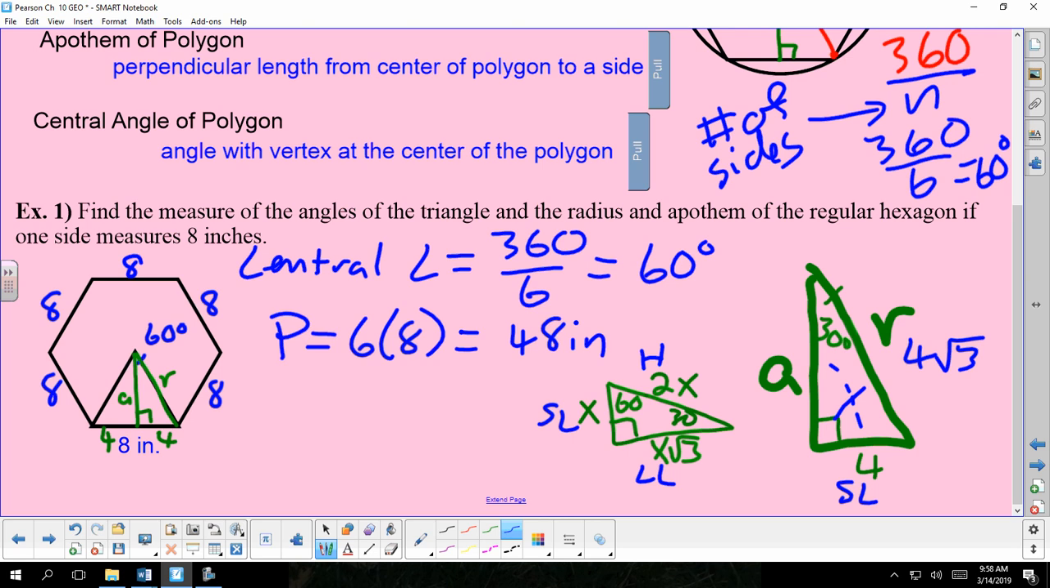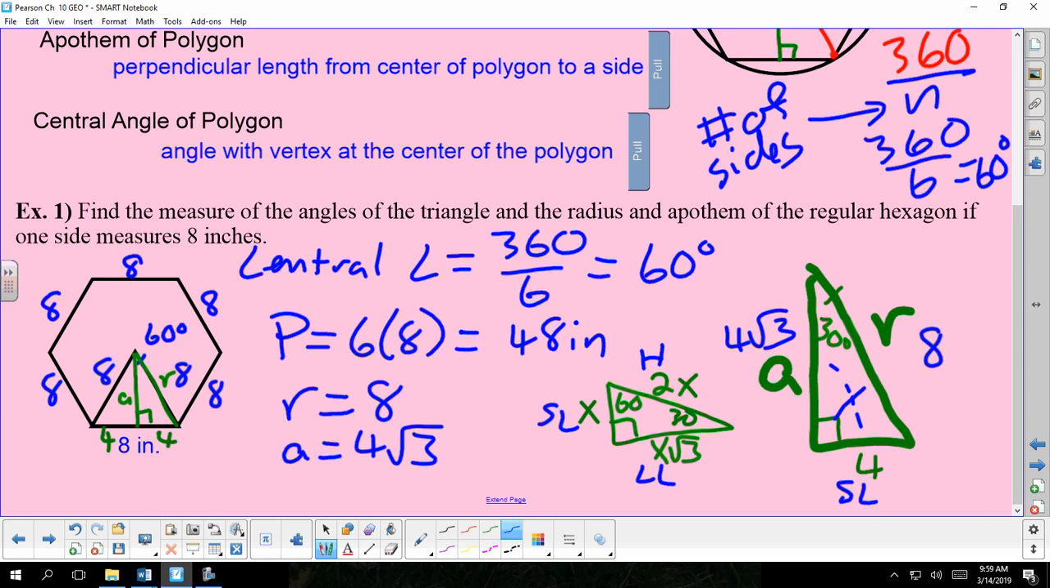My bad, it's not 4 square root 3, that's the other one. We're going to double it, and we end up with 8 as the radius. And then this, the middle side, is 4 square root 3. Get those mixed up. So our radius here is 8 as well. And our apothem is 4 times the square root of 3.